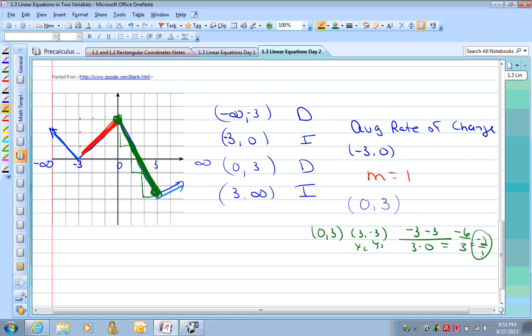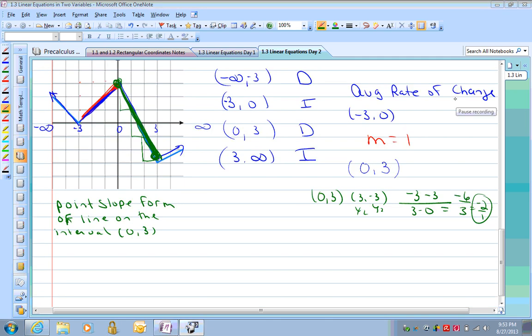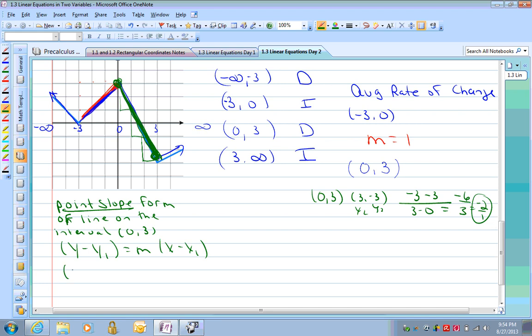Let's now look at writing some equations. All right, let's write the point slope form of the line on the interval from 0 to 3. So that's that green line. I'm going to write the point slope form down again. It's y minus y sub 1 equals slope times x minus x sub 1. So now we're going to say y minus, all right, we've got to have a point, and we need a slope. Well, we calculated the slope a while ago.